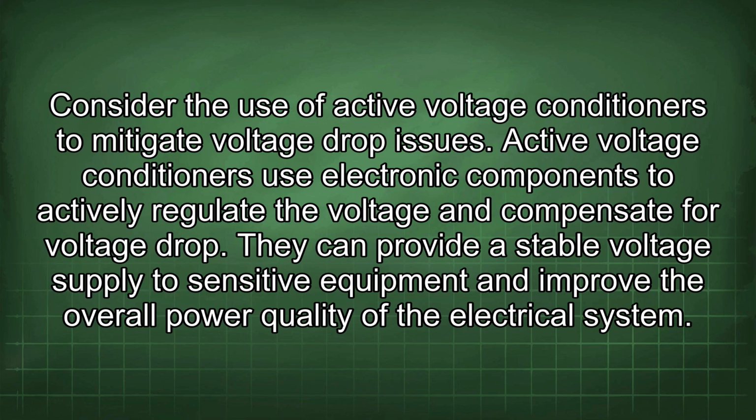Consider the use of active voltage conditioners to mitigate voltage drop issues. Active voltage conditioners use electronic components to actively regulate the voltage and compensate for voltage drop. They can provide a stable voltage supply to sensitive equipment and improve the overall power quality of the electrical system.